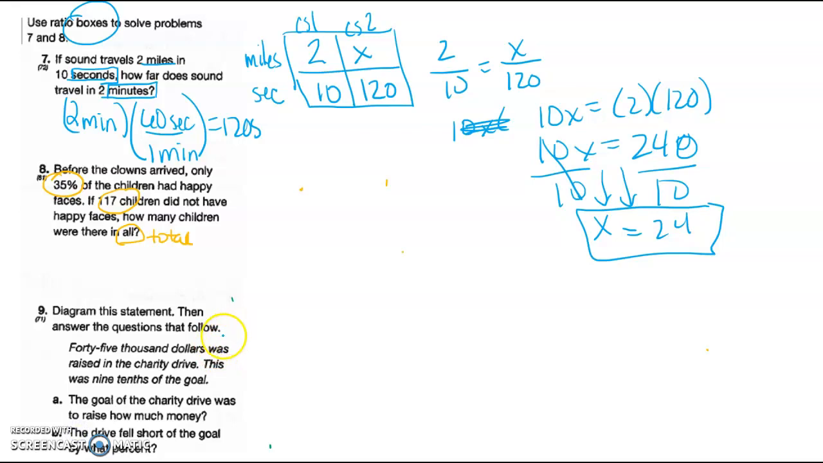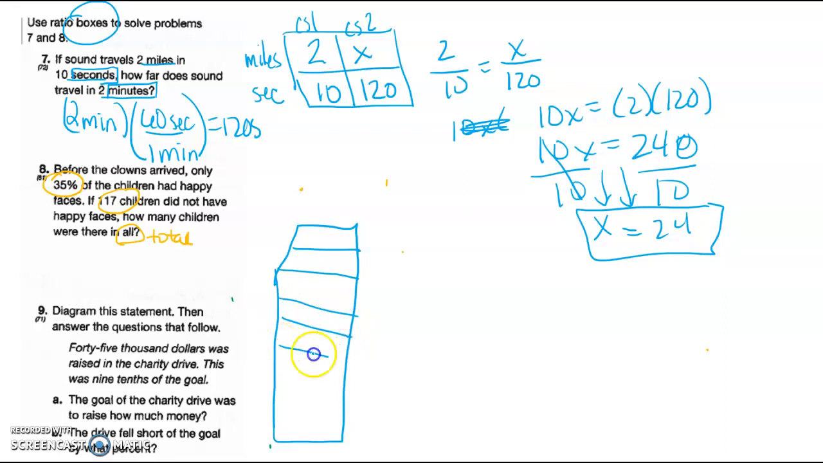Okay, so number 9, it says that I'm going to need 10 boxes here. That's a beautiful box. 2, 3, 4, 5, 6, 7, 8, 9, and we'll put a 10th one up here. $45,000 was raised in the charity drive. That was 9/10 of the goal. So that means that this 9/10 is $45,000.